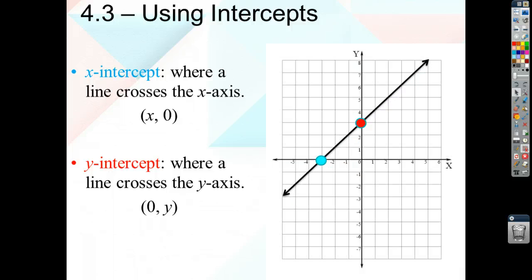And here's a line, and you can see just by looking at the graph, you can identify the intercepts pretty quickly. Your x-intercept is going to be here, the blue one. In this case it would be (-3, 0), and we might say that the x-intercept is at -3. The red one, that's the y-intercept. In this case, we might say that the y-intercept is at +3. So when I plug in 0, my result is +3. When I plug in -3, my result is 0.